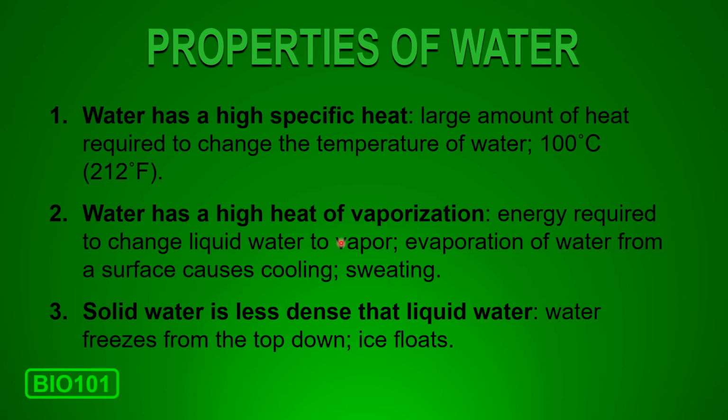Some wonderful properties of water. Water has a high specific heat, so it takes a large amount of heat to change the temperature of water. In other words, it takes 100 degrees Celsius, 212 degrees Fahrenheit, to boil water. That's pretty high, right? We have other things where it doesn't take as much heat to change the temperature. Water has a high specific heat, so remember that. It takes a lot of heat to change the temperature of water.